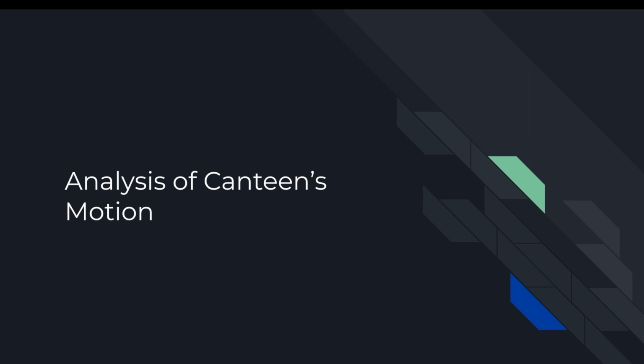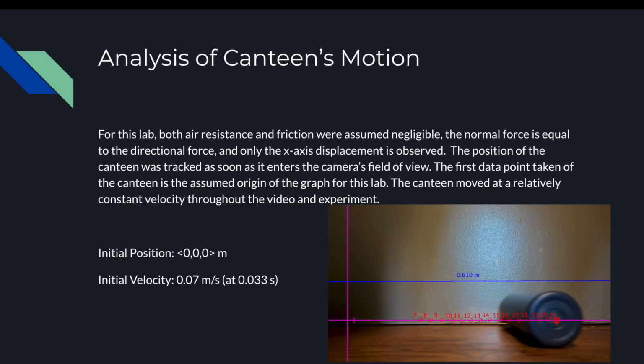With the analysis of the canteen's motion, there are a couple assumptions that need to be made first. For this lab, both air resistance and friction were assumed negligible. The normal force is equal to the directional force, and only the x-axis displacement will be observed in this lab. The position of the canteen is tracked as soon as it enters the camera's field of view, and the first data point taken of the canteen is the assumed origin of the graph for this lab, as seen at the bottom. And the canteen is moving at a relatively constant velocity throughout the video and experiment.